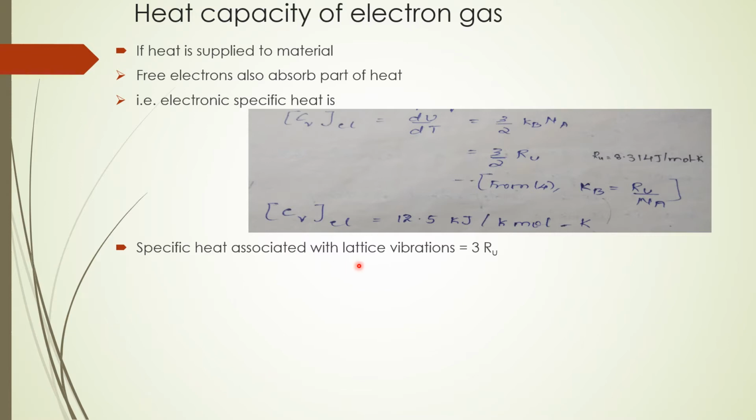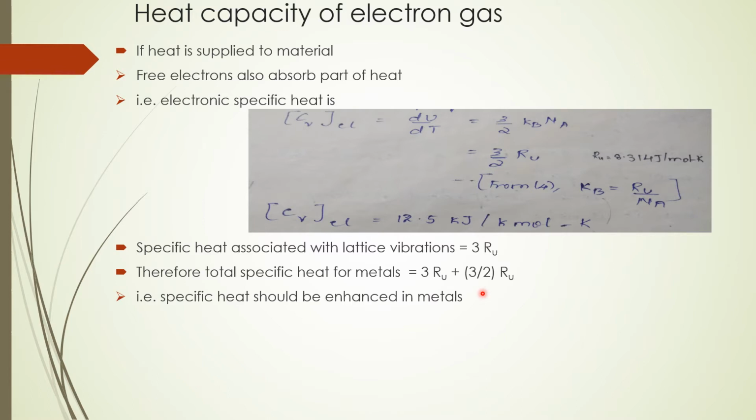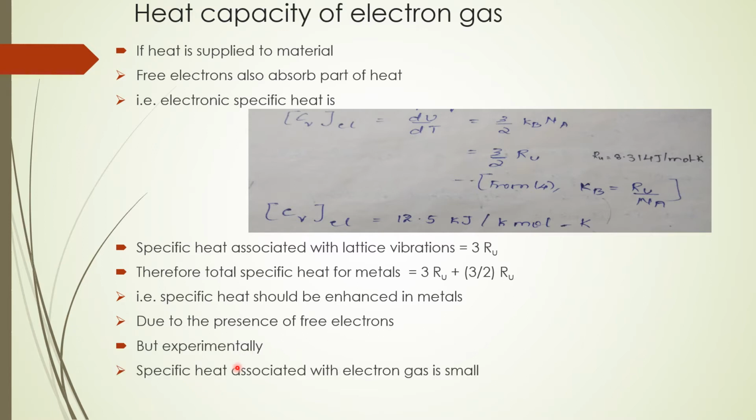Also, specific heat associated with the lattice vibrations is equal to 3R. Therefore, the total specific heat for the metals will be the sum of these two specific heats, one due to the lattice ions, the other due to the electrons. So 3R plus 3 by 2 R. That is, the specific heat should be enhanced in metals due to the presence of the free electrons. But experimentally, specific heat associated with the electron gas is small. So, the conclusion is that all the free electrons do not contribute to heat capacity.